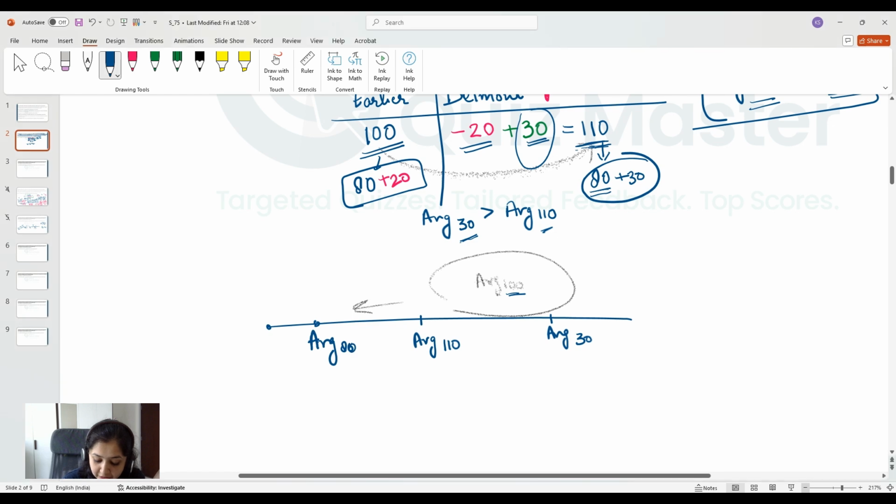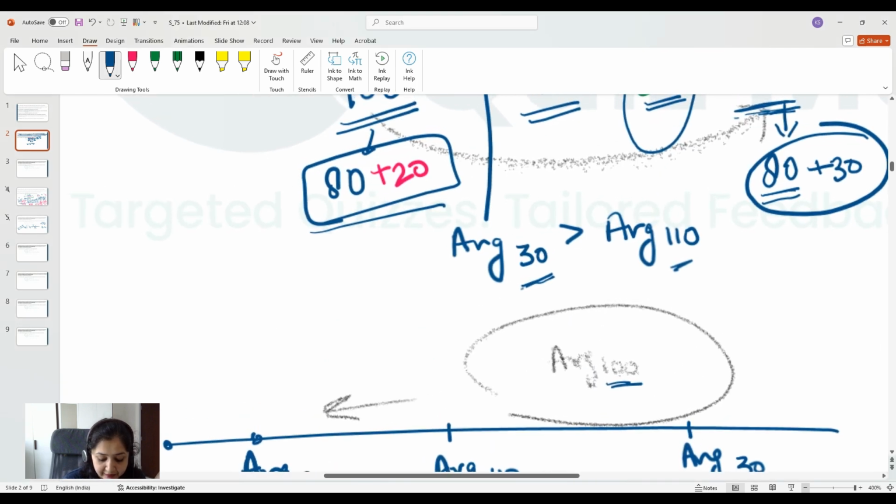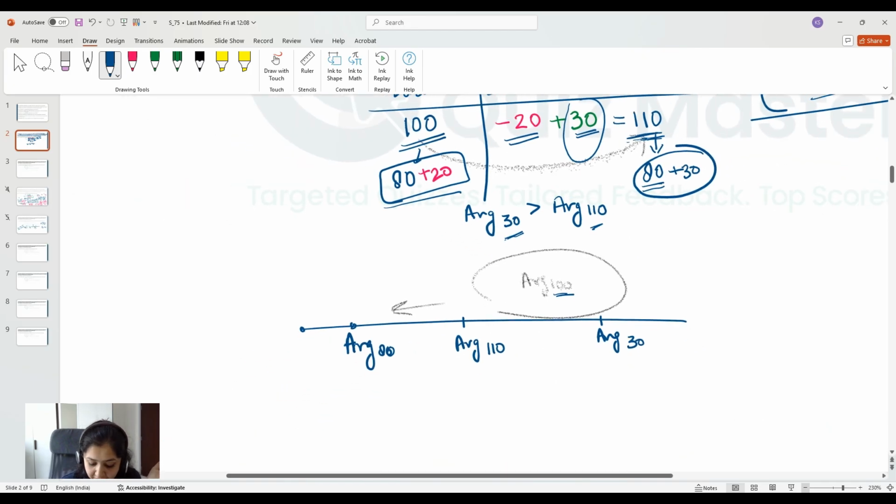Now, the average of 100 is dependent on the average of 80 and average of 20. So let's see where the average of 20 should lie to make sure that the average of 100 lies here, that is, it is less than the average of 110. So we know that average of 100 will lie between average of 80 and average of 20, right? So it'll be something like this: average of 80, average of 20, and average of 100 should lie in between, right? And these can be swapped as well, right? Average of 20 can be here, average of 80 can be here.